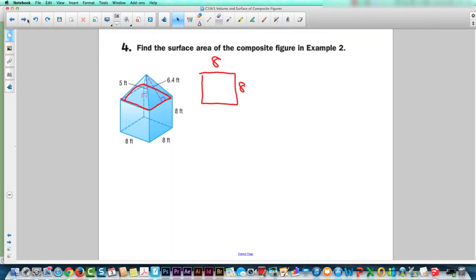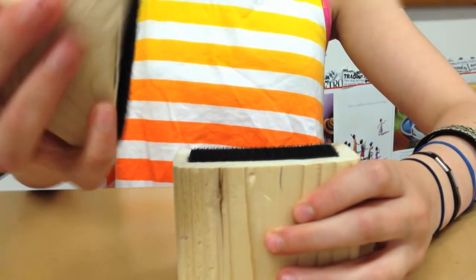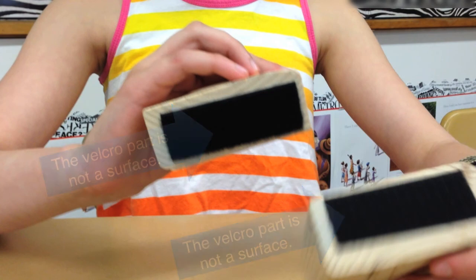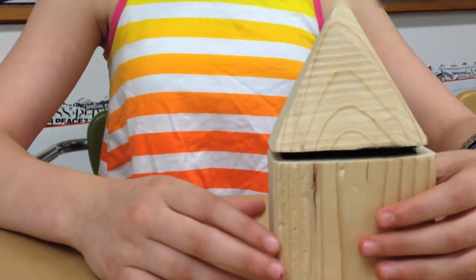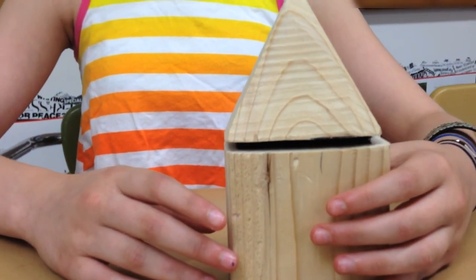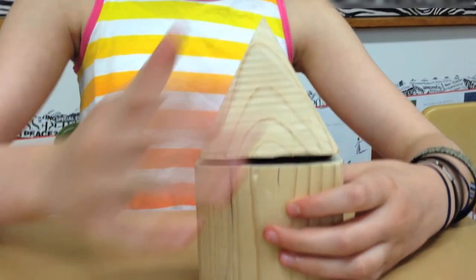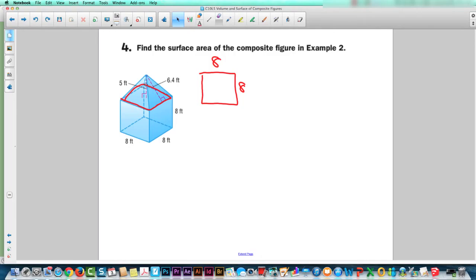Let's use the wooden blocks again. Here we have a similar solid to the problem. And again, if we decompose it, yes, we can find the volume of the 2 blocks separately and add them together. But when we do surface area, we have to be careful. We can't just decompose them, because then we would be finding too much surface area, including the Velcro part. So we have to do it a different way. So no, you wouldn't count that.